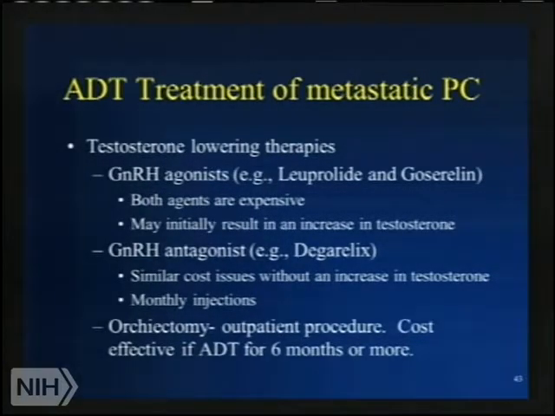And that's because GnRH is released in a pulsatile manner. So if you give an agonist, you're going to get a transient increase in the testosterone levels before they drop to nothing. There's only one approved antagonist, degarelix, and it requires monthly injections rather than injections about every 3 months with the GnRH agonist. Orchiectomy is also another option. So this is surgical removal of the testicles. The testes is basically where you make 90% of the testosterone found in the body.